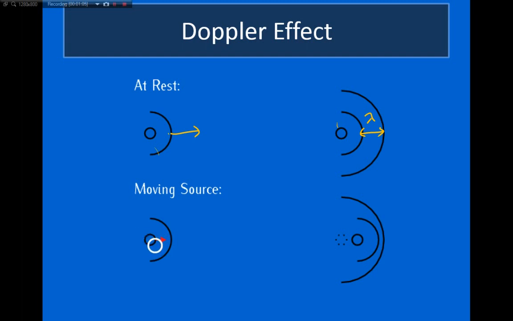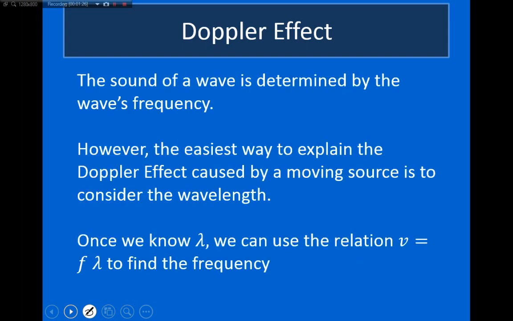However, if the source is moving, it still produces this crest, and this crest is still going to move forward, and it'll be at the same place. However, because the source has moved, the second wave crest that's formed is going to be closer to the original wave, and as a result, the wavelength becomes shorter.